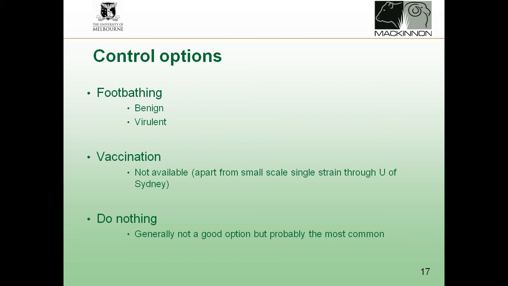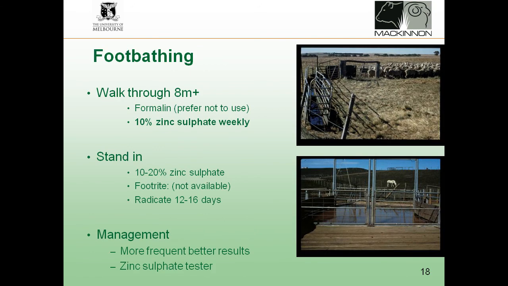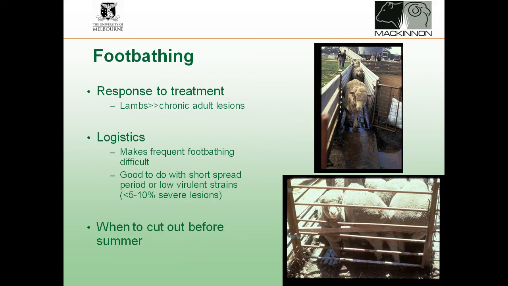Or do nothing, which is not an option with highly virulent strains. We haven't got time to talk in any more detail about that. But the foot bathing option for control over the spring is what most people use. It's a matter of tailoring how much you do, depending on the strain you've got on your property. The more virulent, the more you do. You'll get magnificent control with walking through zinc sulphate, but realistically, it's very difficult to do that on most places where you've got lambing ewes in spring and that sort of stuff too.